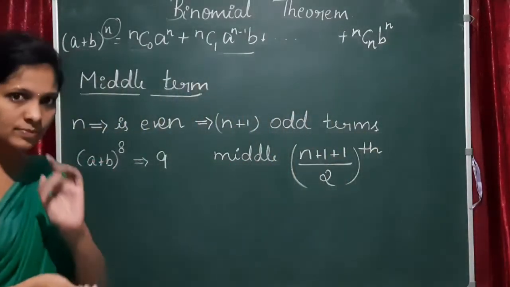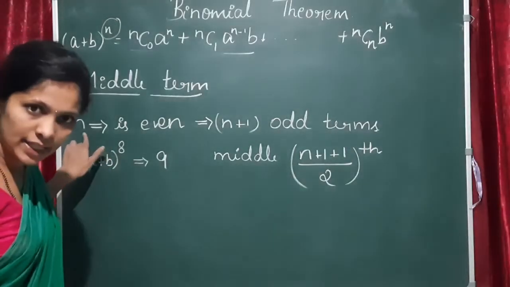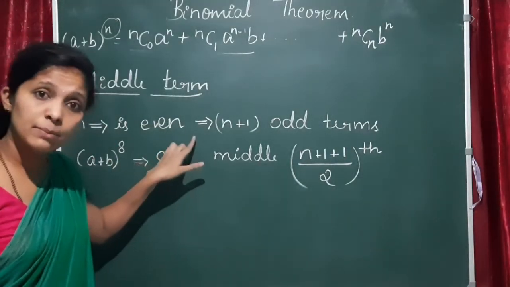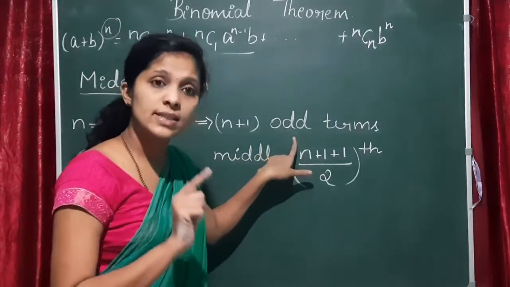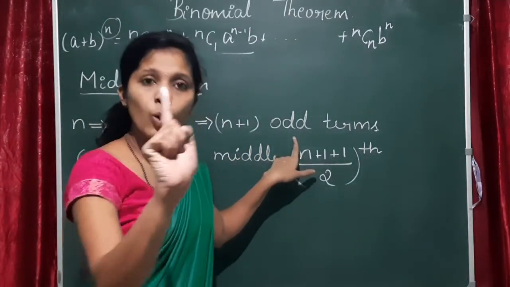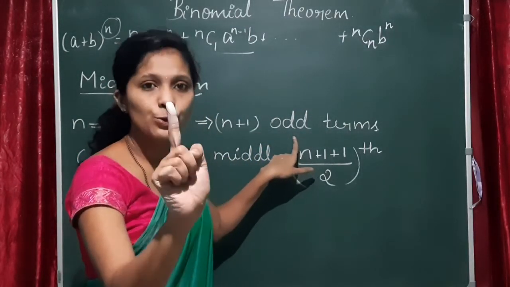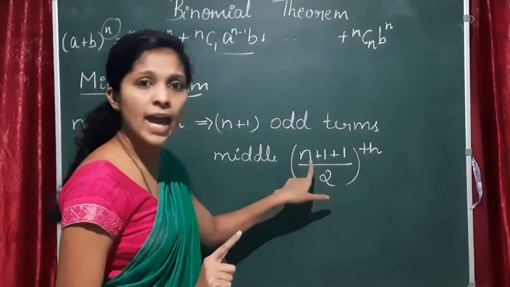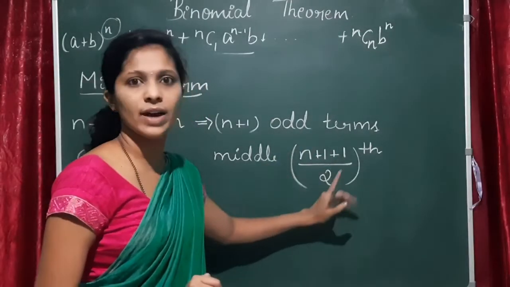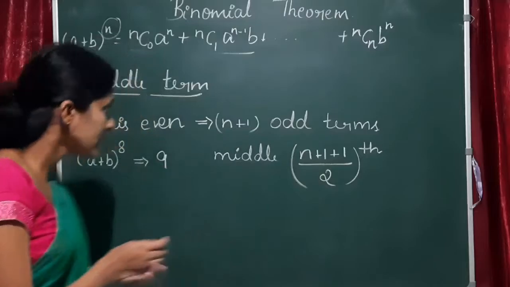Is it clear? Suppose n is even, the number of terms will be odd. Since the number of terms is odd, only one middle term will be there. To find the middle term, it will be (n plus 1) divided by 2, if n is even.